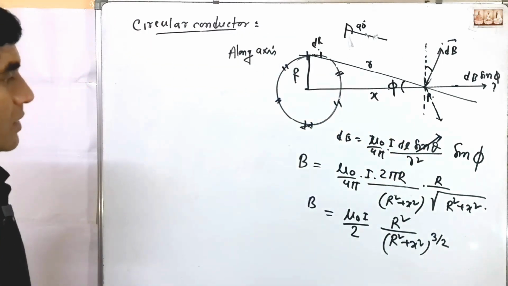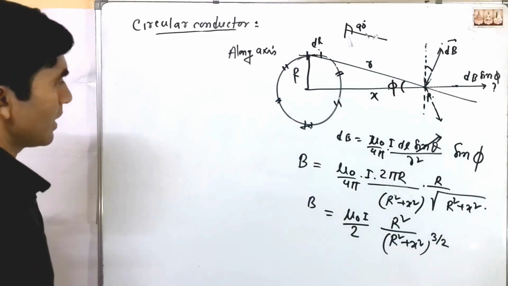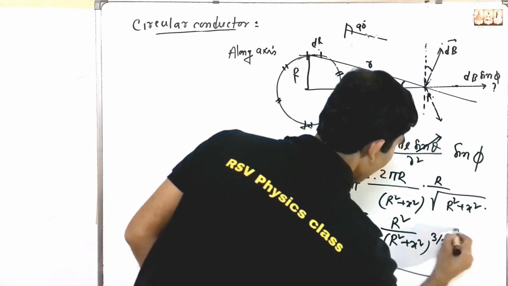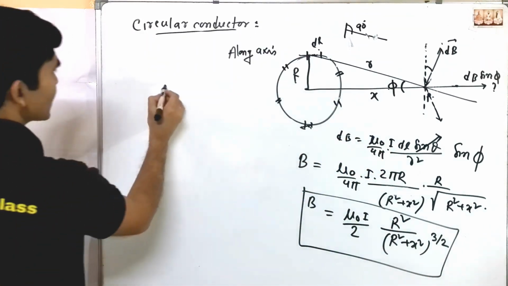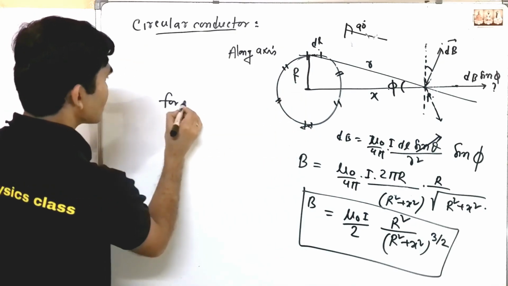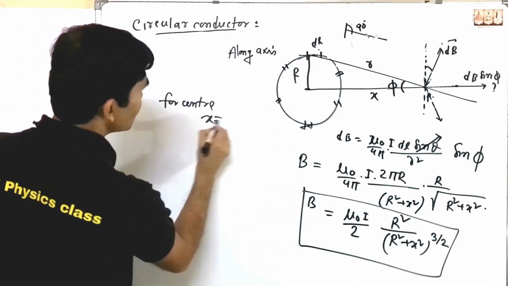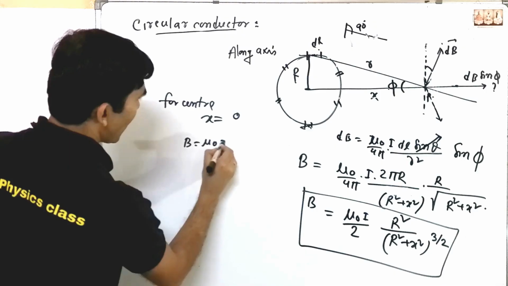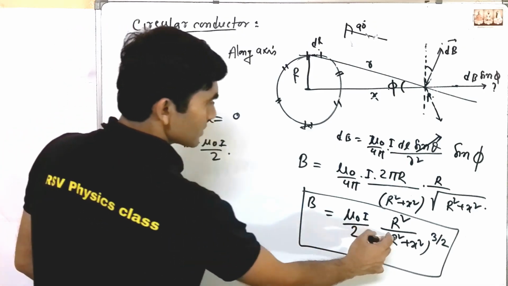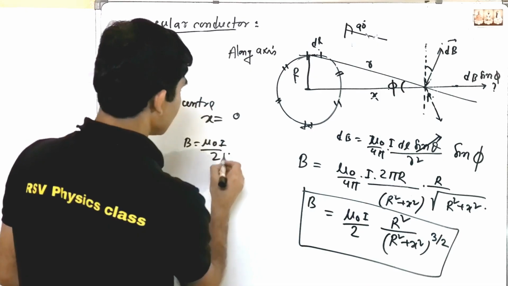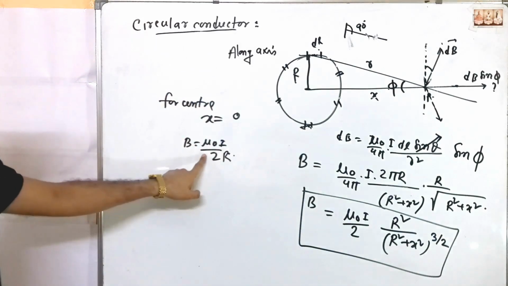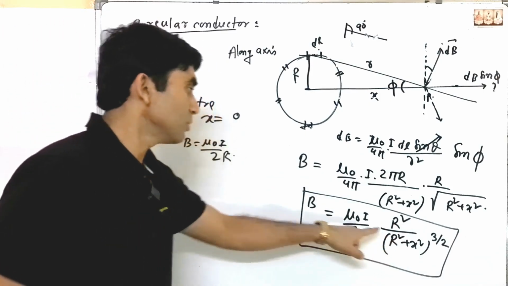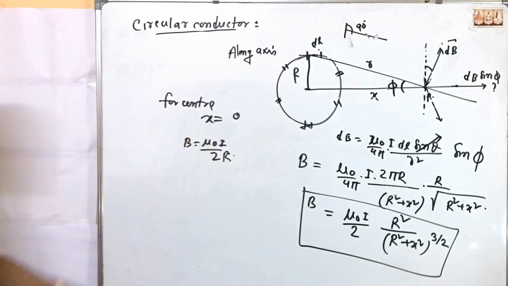Now at the center, from this expression, the magnetic field at the center, x will be 0. So B equals mu 0 I over 2, with x equal to 0, this is r square over r cube, so this is r, that is mu 0 I by twice r, which you calculated just some time before.